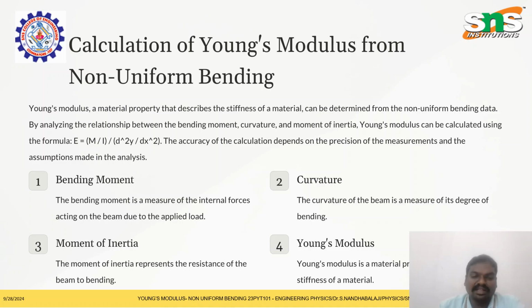Bending moment is a measure of the internal forces acting on the beam due to the applied load. The curvature of the beam is a measure of its degree of bending. Moment of inertia: the moment of inertia represents the resistance of the beam to bending. Young's modulus is a material property that gives the stiffness of the material.